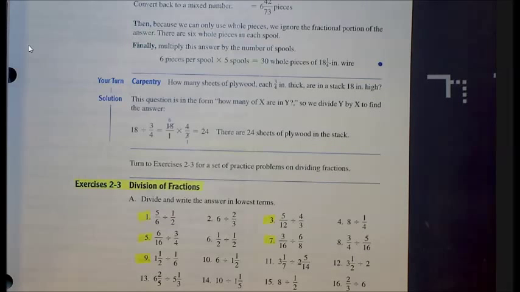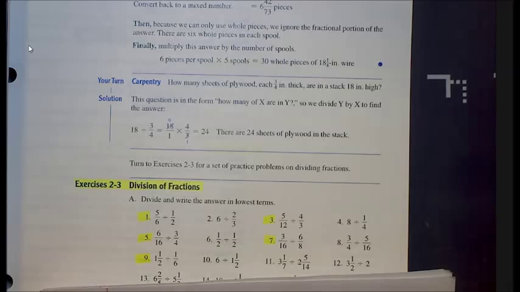It has to be the second one because the number is being divided by that number. Number 1 is 5/6 divided by 1/2. Number 3 is 5/12 divided by 4/3. And number 5, 6/16 divided by 3/4. I'm just writing out my 1, 3, and 5.